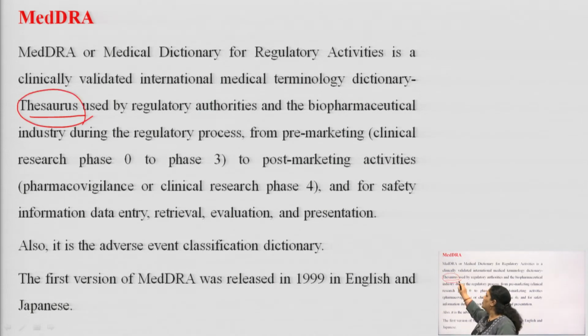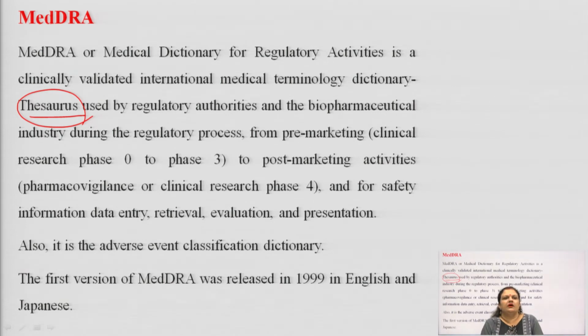This is a new word to you. Thesaurus again is an online dictionary. You can search it with a simple Google search engine also. The Thesaurus is also used by regulatory authorities of different countries and biopharmaceutical industries during regulatory processes, which fulfills the need of MedDRA later.